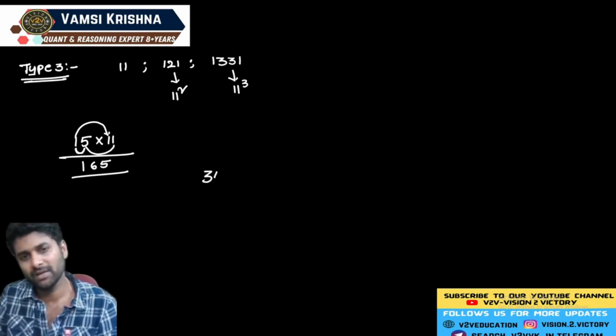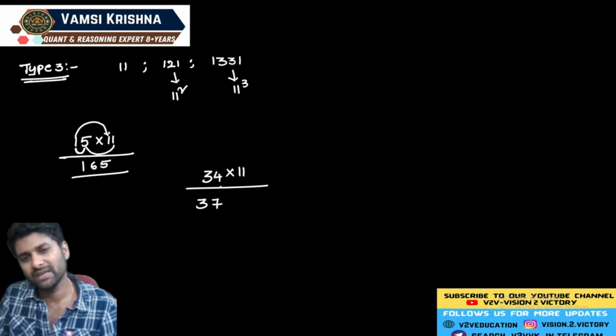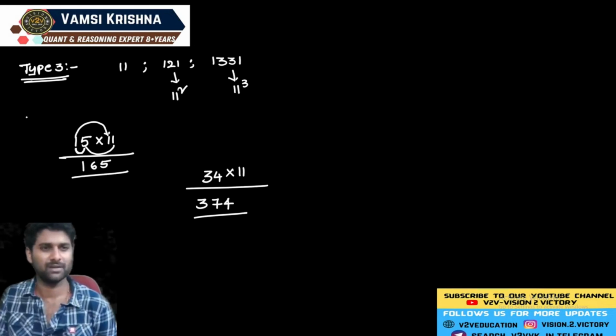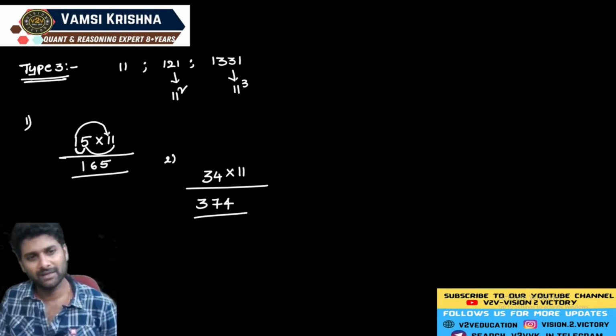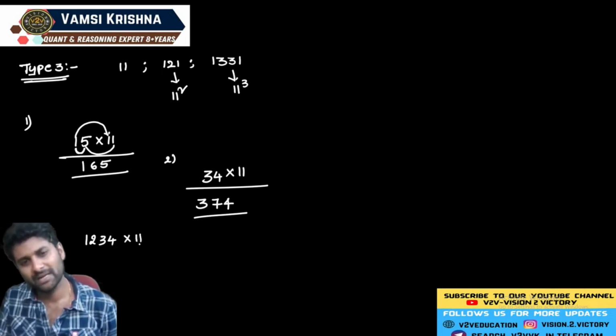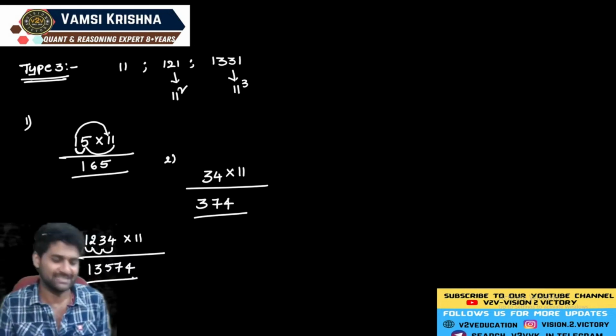Let me take one more example. If 34 is multiplied by 11, take first 3, next 3 plus 4, which is 7, and 4 ones are 4. So here the resultant is 374. Is it clear, guys? Let me take one more example: 1234 multiplied by 11. Take the first number, 1, next add the side-by-side positions: 1 plus 2 is 3, 2 plus 3 is 5, 3 plus 4 is 7. Finally write 4. So here 13,574 is your result.